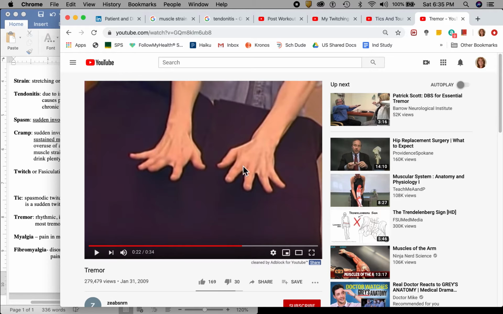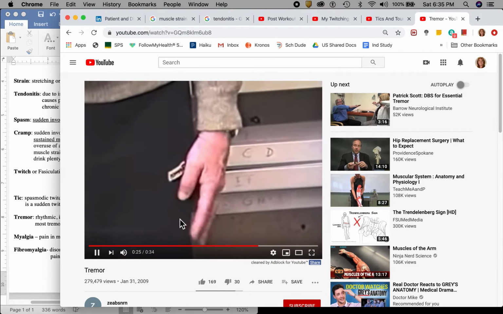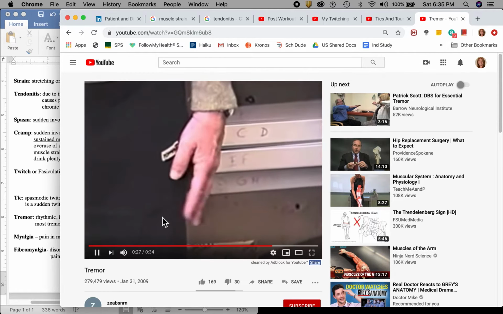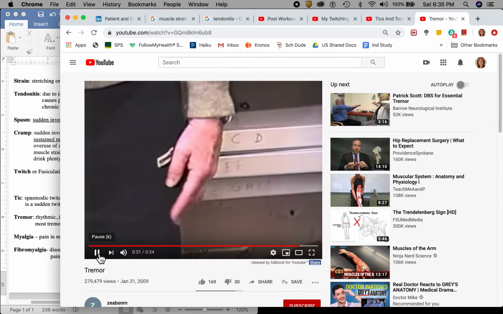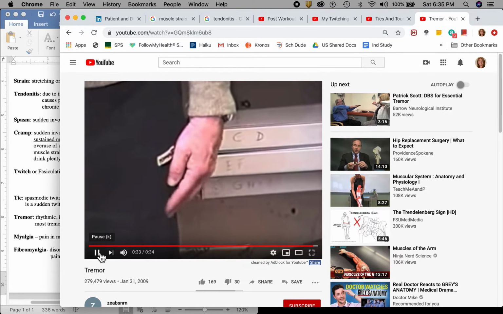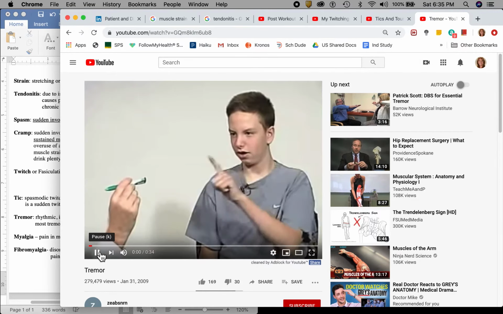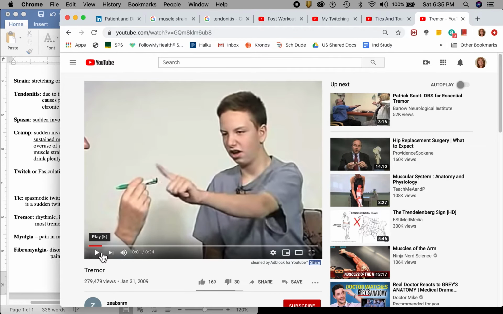And you can see here, you're going to see the hand shaking, and then they're going to cut to a different person who has their hand shaking as well. So that is a tremor. There are different neuromuscular diseases, such as Parkinson's disease, that present with a tremor.